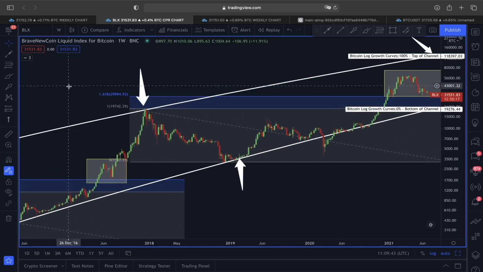So now, if this is going to play out just like here from the past Bitcoin price action, the 2018 downward rally also started only after reaching the top of the channel.